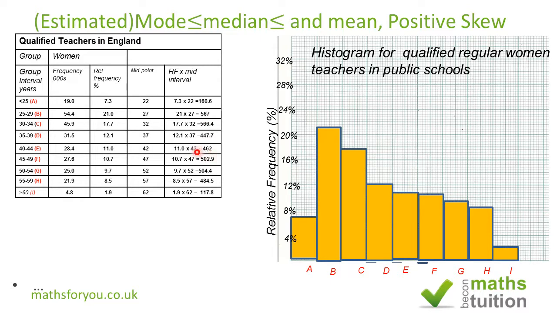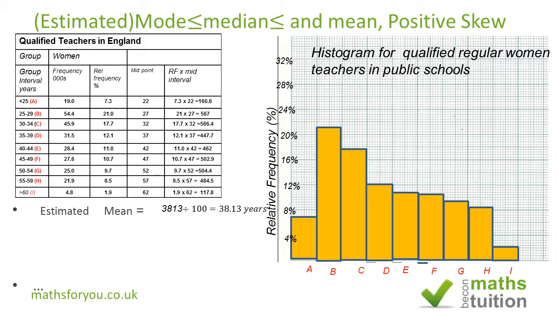And from that, we should calculate the estimated mean. So if you add all these values, you get 3,813. Divided by 100, you should get an estimated mean age of 38.13 years. And 38.13 years would be in the class interval D.